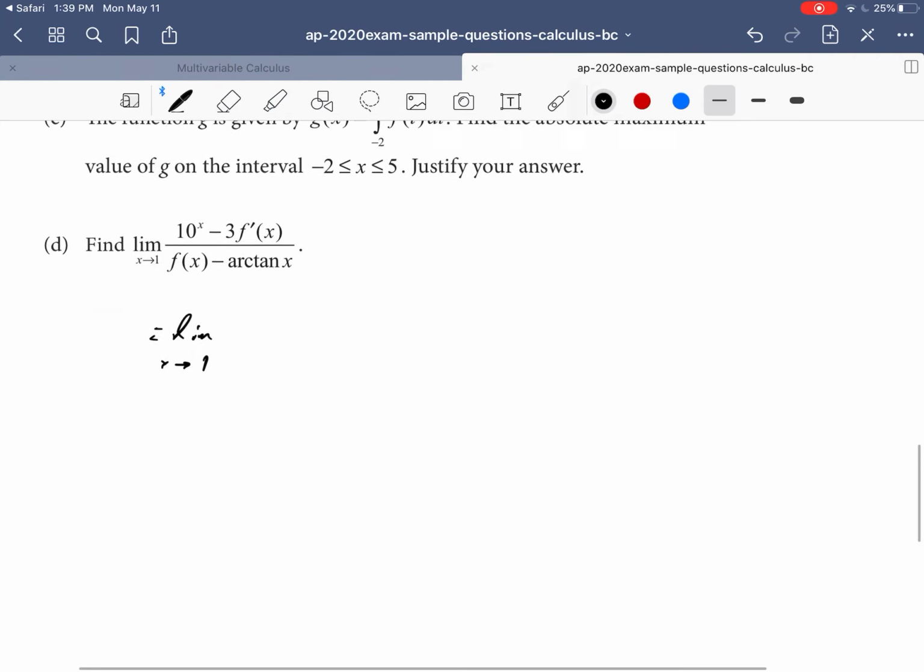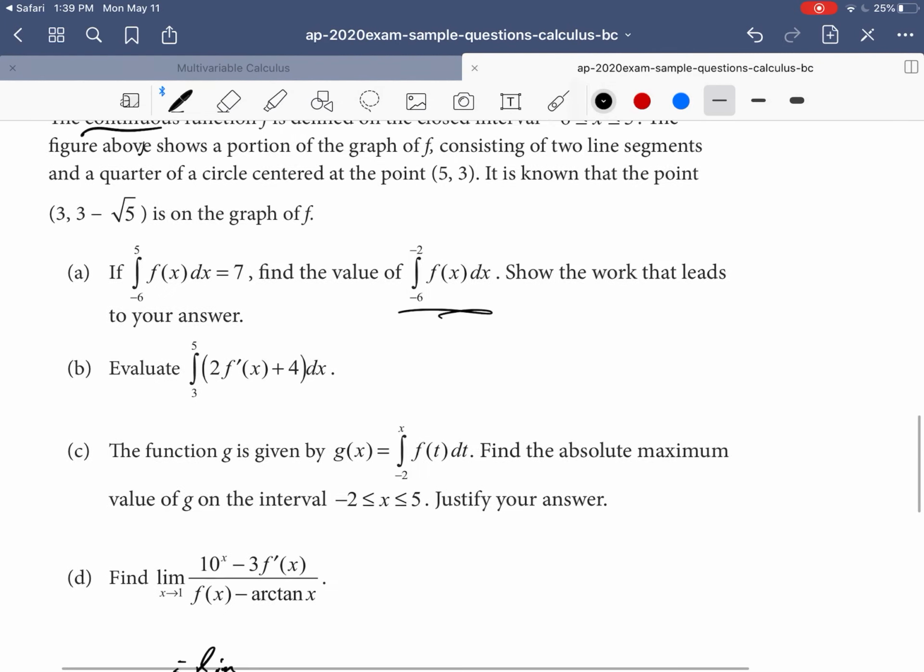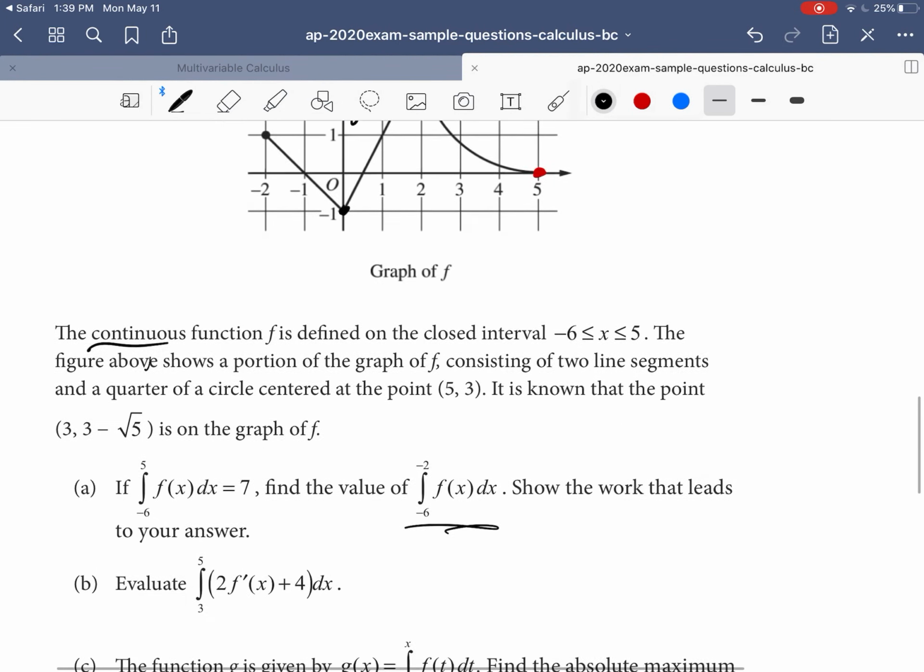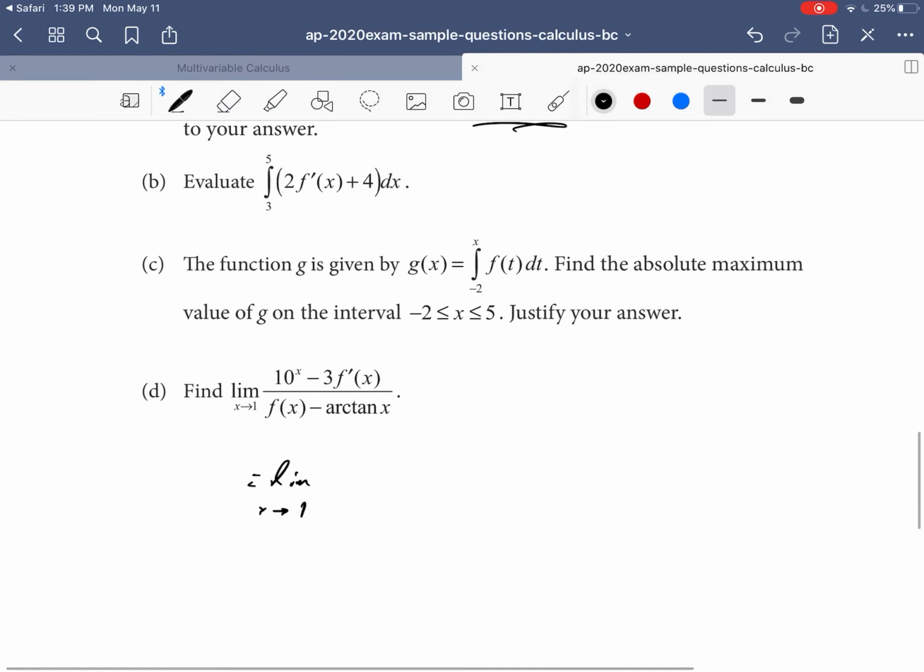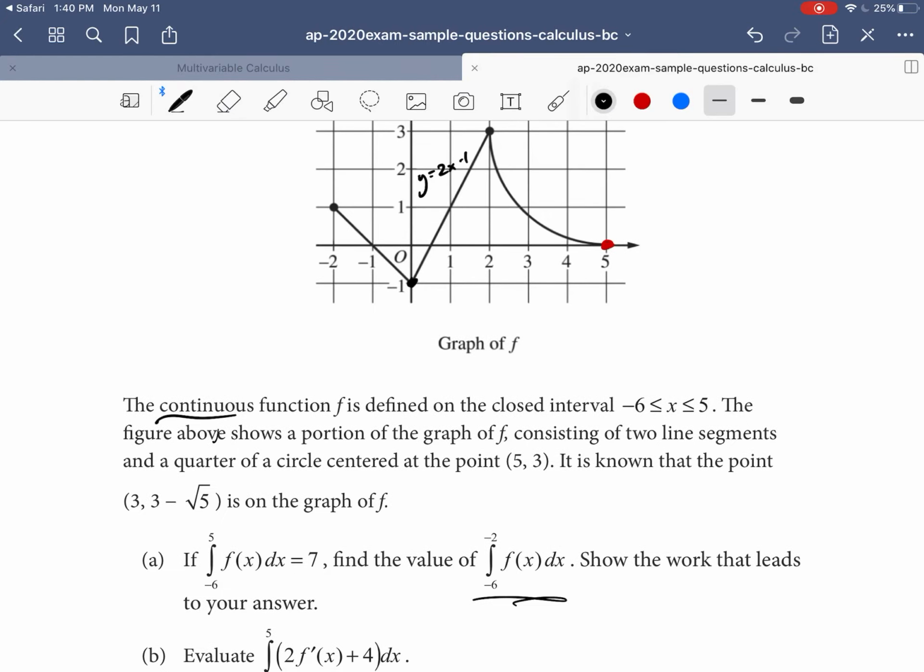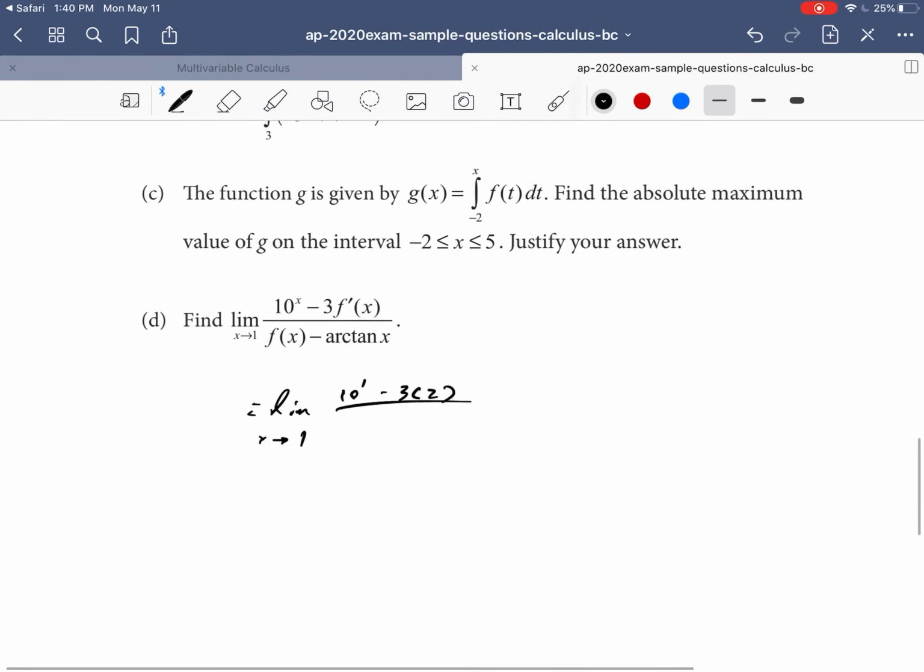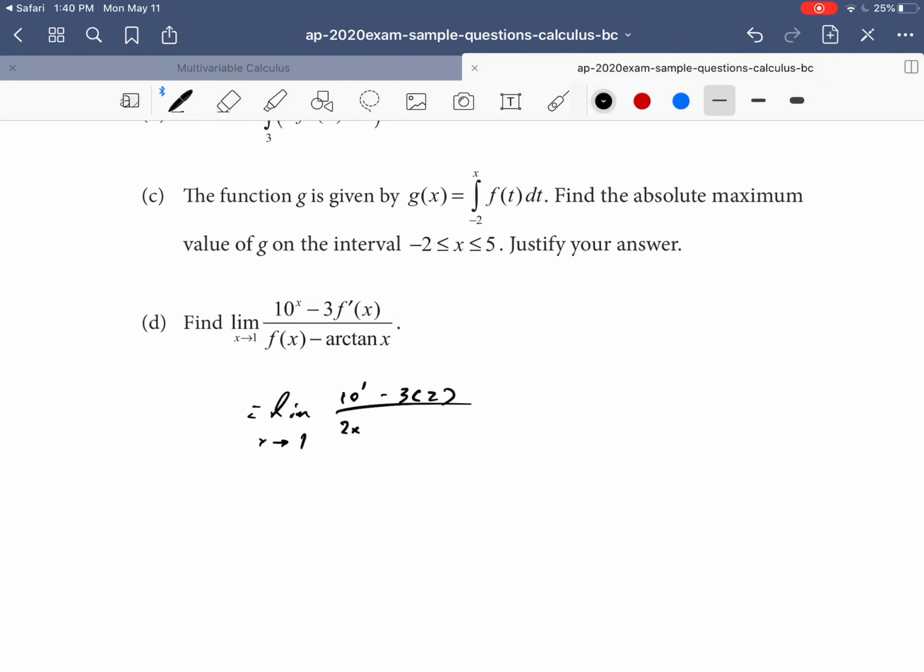And notice that this line segment has an equation given by y equals 2x minus 1, because its slope is 2 and its y-intercept is negative 1. If that's f of x along that neighborhood, then f prime of x is just 2. So we have 10 to the 1 minus 3 times 2 over f of x. And again, f of x in that neighborhood is just 2x minus 1. And since we're directly substituting, I'll just put 2 times 1 minus the arctan of 1, which, if you remember, is pi over 4.